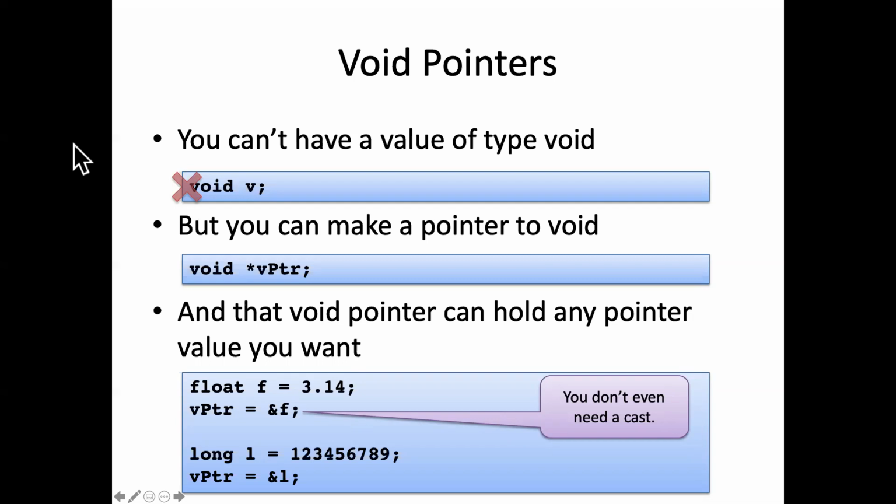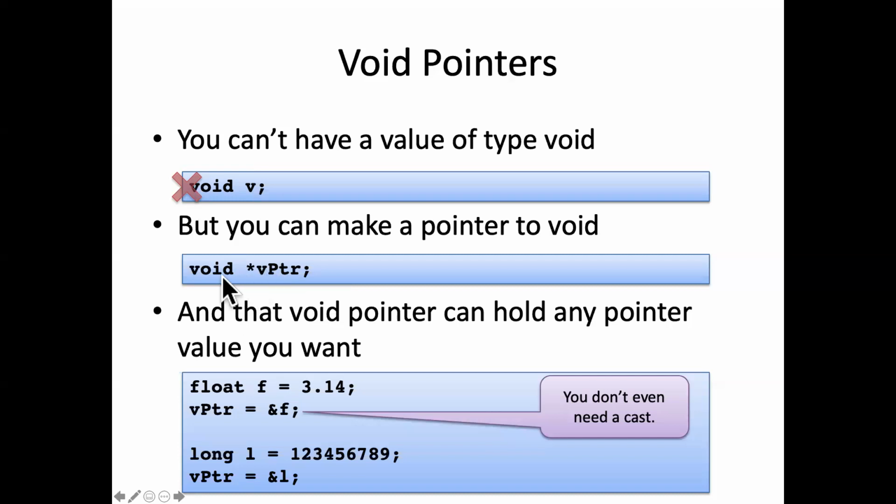Like my slide tries to show, you can't make a variable of type void. The compiler wouldn't be able to store anything in it. Void is a type that doesn't have any values in it. So you can't do this top example. You can't make a variable of type void, but you can make a void pointer. And here's how you declare it. Just like you'd expect, I want a pointer named vptr that is of type pointer to void.